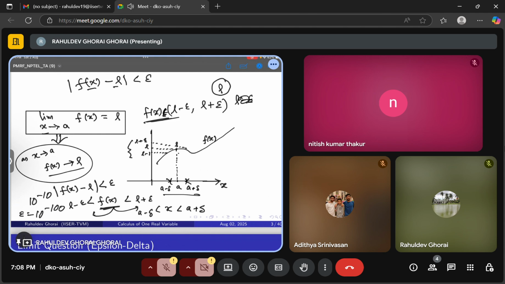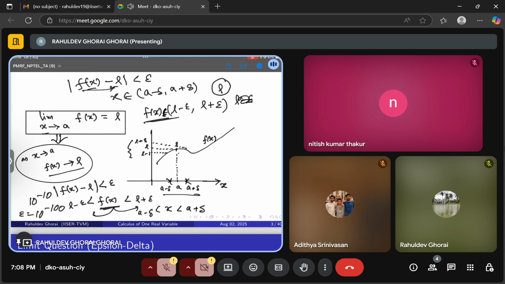Here it will be depending on x, so there is also an x dependency. x belongs to a minus delta to a plus delta. So it means that f(x) is getting closer to L whenever x is getting closer to a. That's how it is given mathematically and precisely. Otherwise, the idea is x approaches a implies f(x) approaches L.